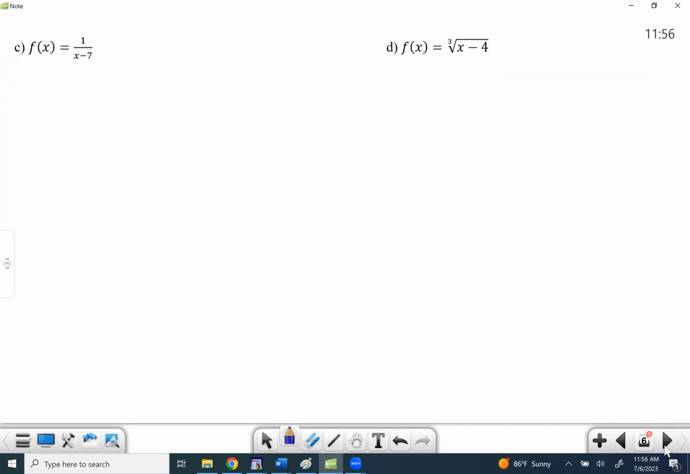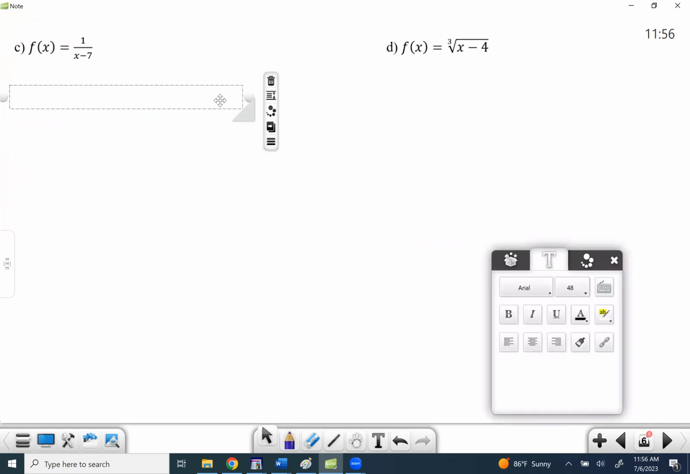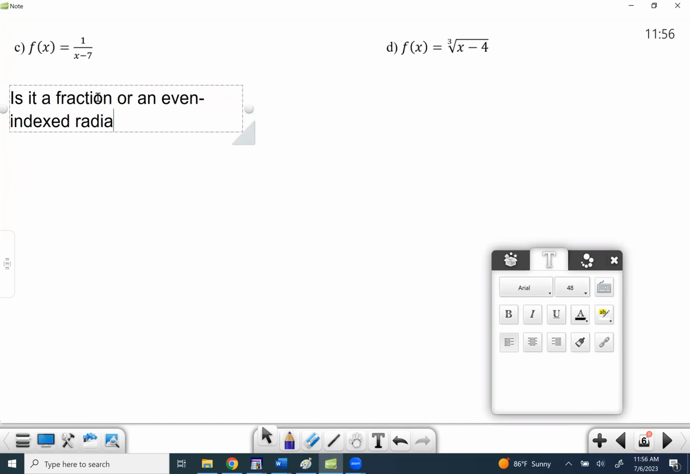All right, let's look at this next one. I'm going to be a little repetitive, but I need that repetition, you guys, to get things into my memory. I have a really bad memory, so this is for your learner like me. Is it a fraction or an even indexed radical? We'll say yes, it's a fraction. What do we know about fractions? The denominator cannot be 0, right?